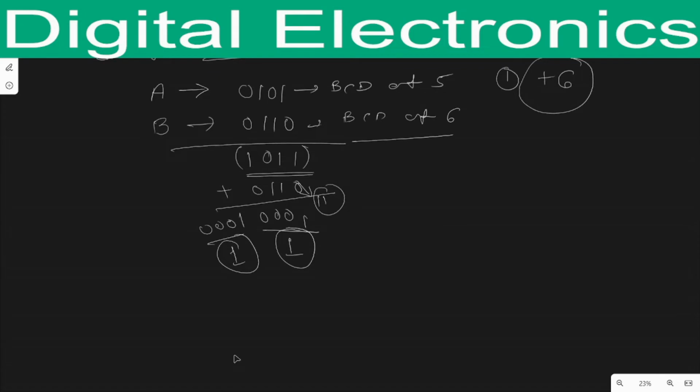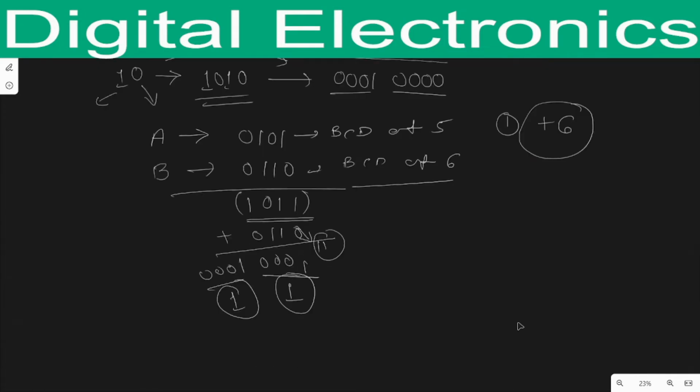I think it is clear to all of you. Okay, this one is our first condition. Now the second condition of a BCD adder says that after the addition of two BCD numbers, if we get a carry, how can we get a carry?